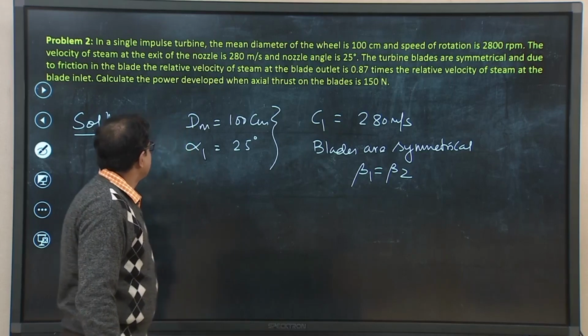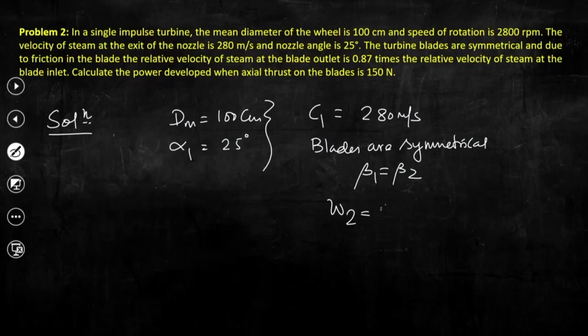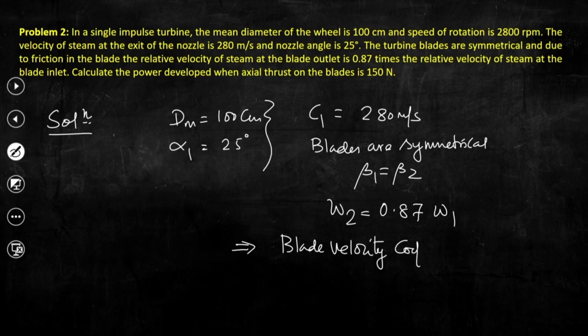The relative velocity of the steam at the blade outlet is 0.87 times the relative velocity at the inlet. That means the relative velocity at the blade exit is less than that at the blade inlet. This is because of the friction. So, the blade friction or blade velocity coefficient Kb equal to W2 by W1 equal to 0.87. All these data are given. We have to calculate the power developed when the axial thrust on the blades is 150 Newton.